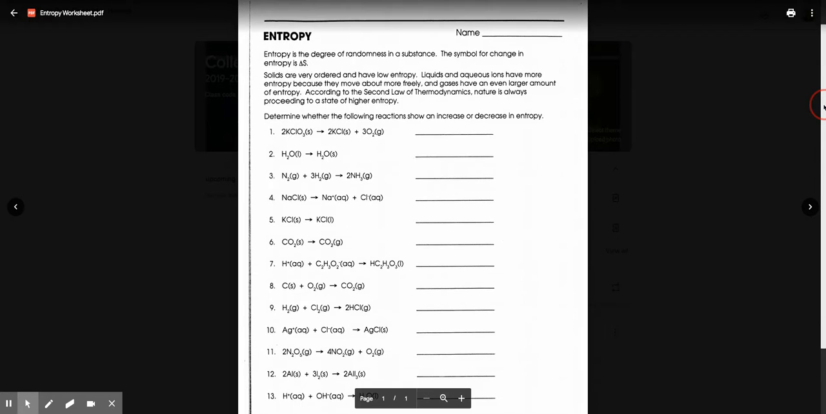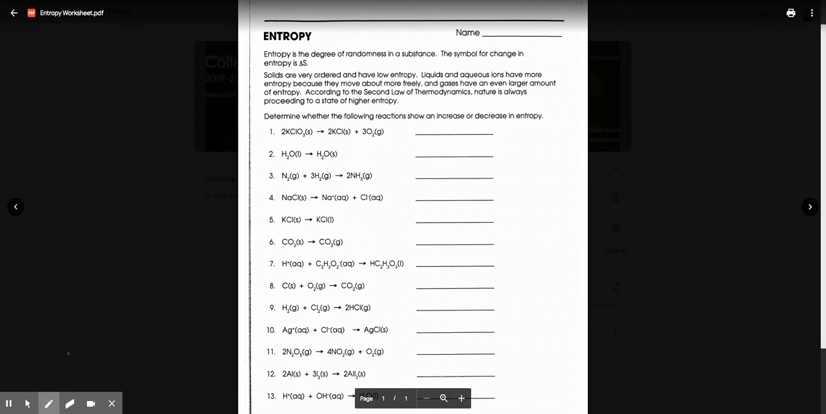Liquids and aqueous ions have more entropy because they move around freely. Aqueous even more than liquids because there is a solute and a solvent. And gases have an even larger amount of entropy. According to the second law of thermodynamics, nature is always proceeding to a state of higher entropy.